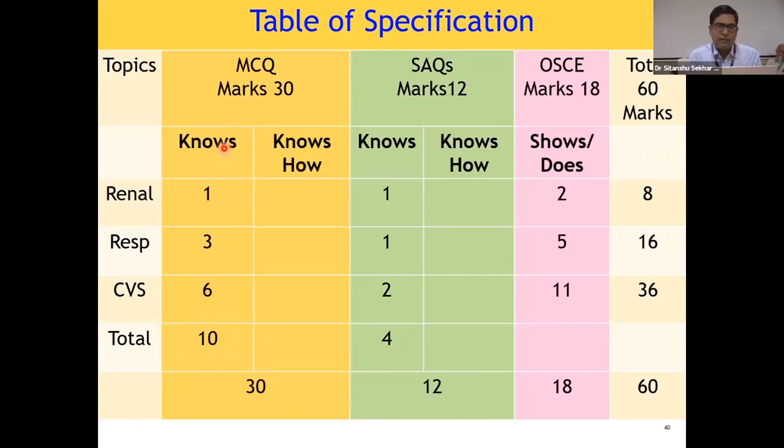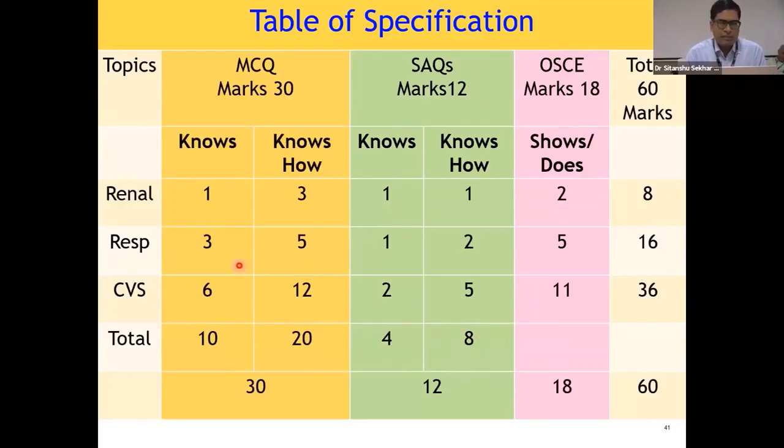But in this example, I have taken this knows component, or lower order thinking, for 1/3 of the total marks. So from MCQ, 1/3, 10 marks goes for the knows component. SAQ out of 12, 1/3, 4 marks goes for the knows component. And in the practical, usually it is not very easy to differentiate it, hence we have left it like that. Now what is remaining is your knows how level. So knows how level is 2/3, 20 marks out of 30 goes for knows how, and 8 out of 12 goes for knows how. So this is how the table looks like. So this is a table of specification. The only thing that is missing here is the item number of questions that you are going to ask.